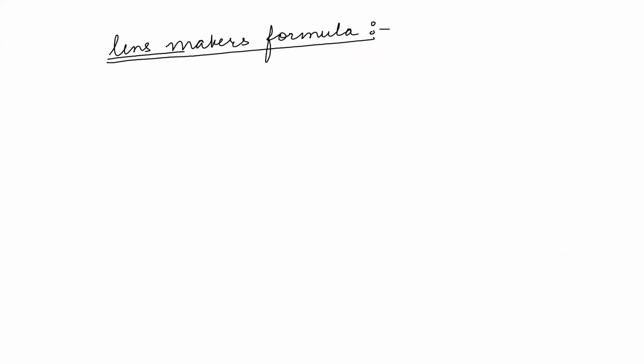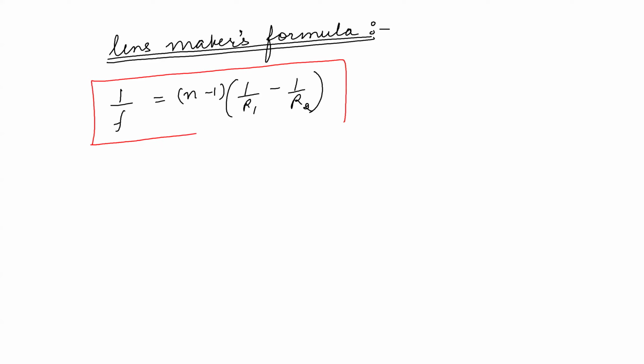So we have a lens maker's formula. Now, lens maker's formula can be applied to what? This is 1 by f, which is going to be (n minus 1) into (1 by r1 minus 1 by r2). And that is my lens maker's formula. You understand my point? n here is my refractive index.